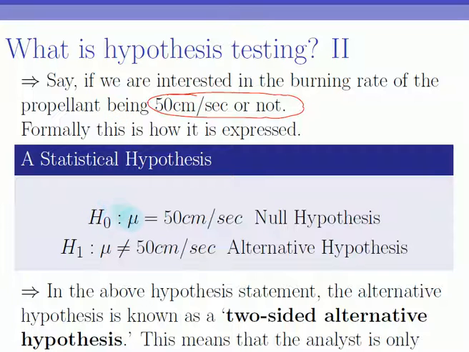Formally, this is how it is expressed. H naught is mu equals 50 centimeters per second. This is called the null hypothesis, where you're saying that the solid propellant burns at a rate of 50 centimeters per second.